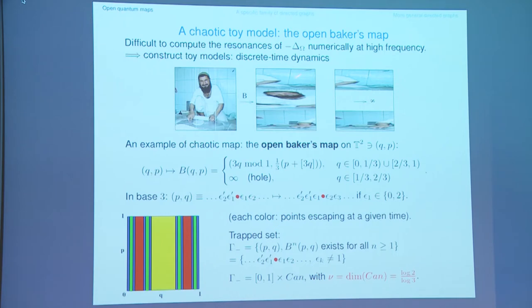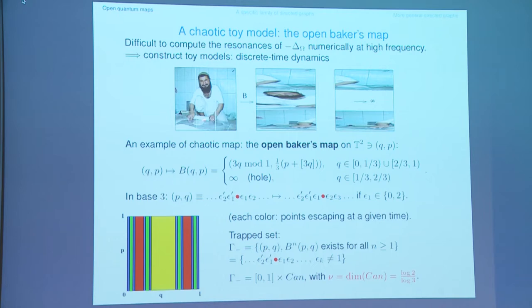And what we did was, because we wanted to mimic some open system where particles could escape to infinity, in order to mimic this escape to infinity, we decided that one third of the particles, after the transformation, would escape to infinity. So somehow we forget all particles which are here, we just erase them, we send them to infinity. So this gives you what we call an open map, or open Baker's map, open because part of the particles go to infinity. And this map can be very easily described, first by these equations. But it can also be described very easily if you use base-three numerology.